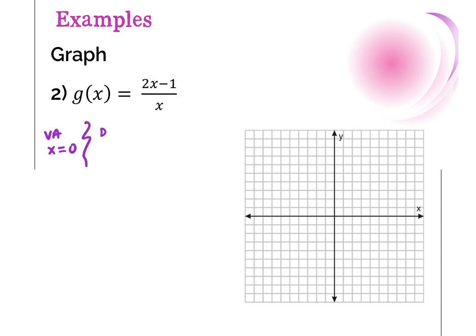Then my domain is the opposite of that. So if there's an asymptote at 0, domain can't equal 0, which means my domain is negative infinity to 0, 0 to positive infinity.